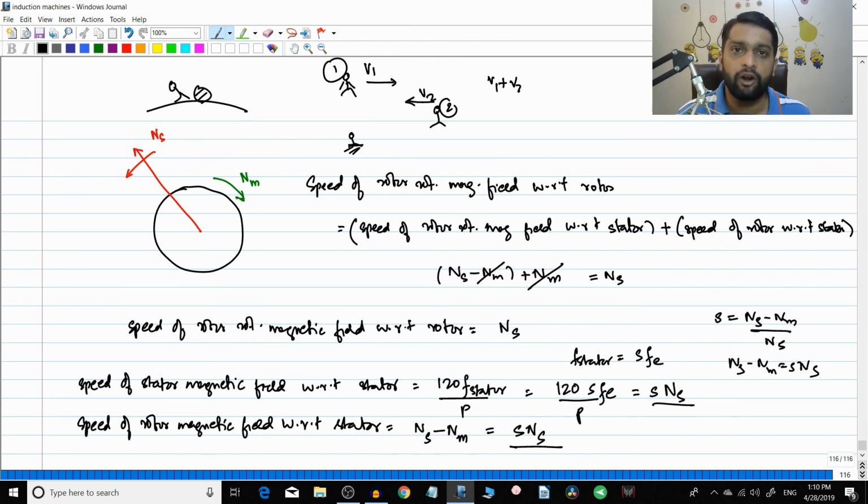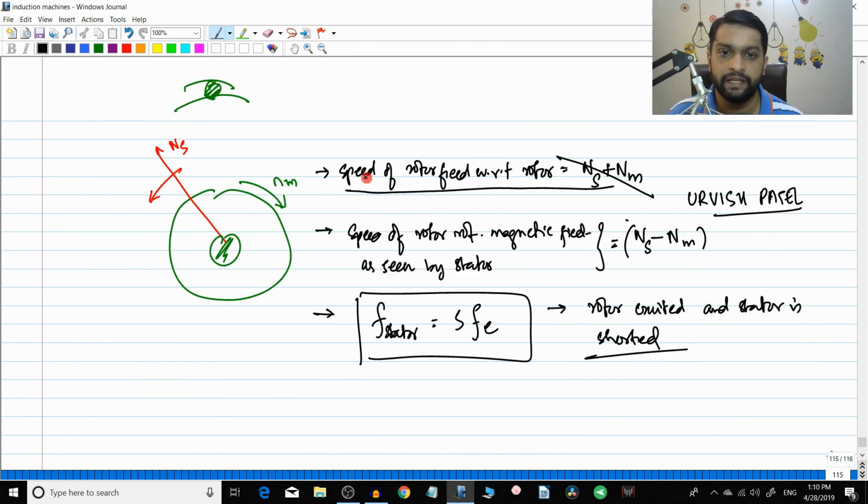Okay, so that is a small mistake which I have made here. So just watch the previous video, and at this particular point when I am explaining the speed of the rotor field with respect to rotor, I have written it as ns plus nm. It is not ns plus nm, it is just equal to ns. Okay, so that I have explained here.